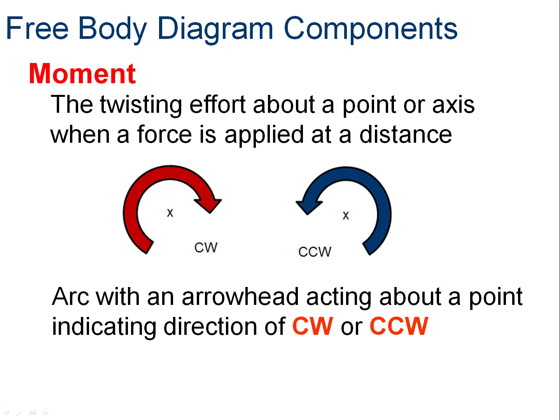For rotational efforts or twisting efforts, we talk about moments. And that occurs when a force is applied at some distance away from a rotation point. We indicate those with circle arrowheads that are pointing either CW, clockwise, or CCW, counterclockwise. You may also hear counterclockwise referred to as anti-clockwise, the opposite of clockwise.